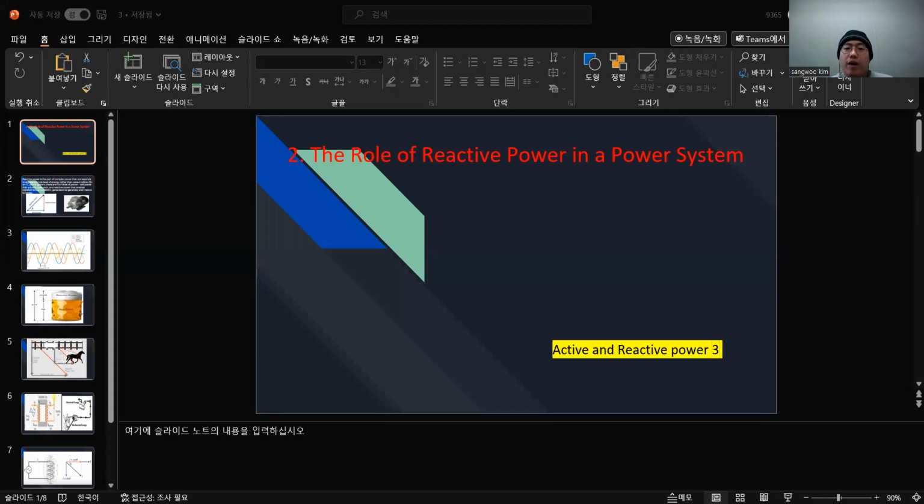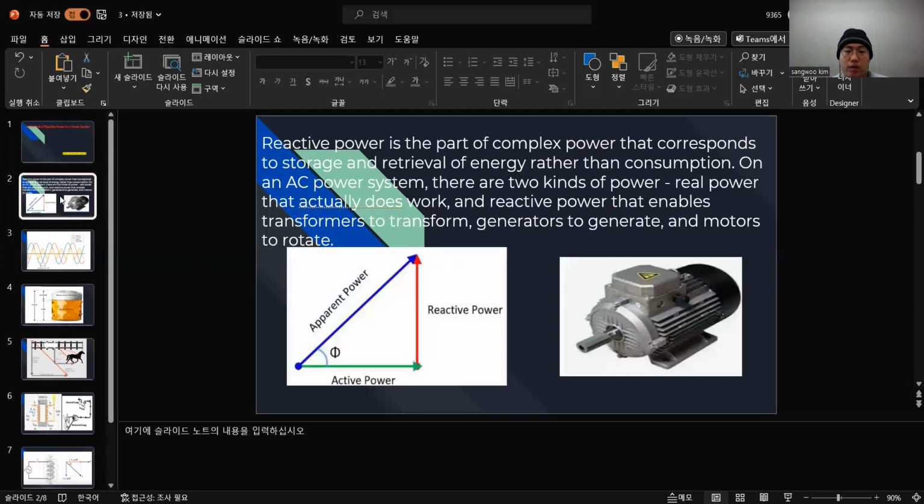Today we will learn more deeply about the role of reactive power in a power system. In the previous lecture we learned about reactive power, but we still didn't understand exactly what it is. So let's see. As you can see here is a triangle, and this part is where we want to know the reactive power.